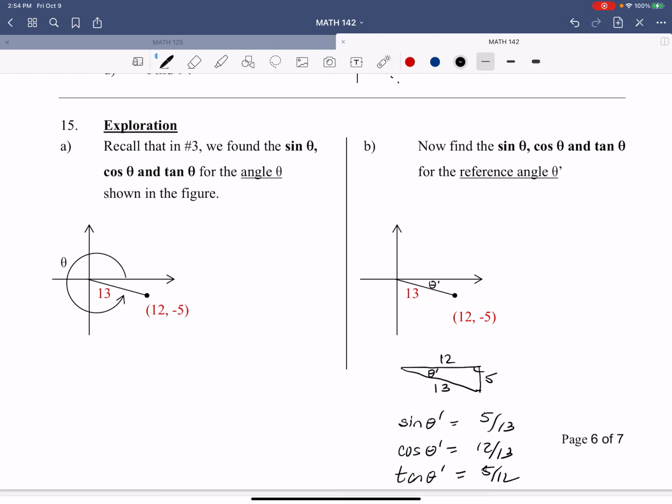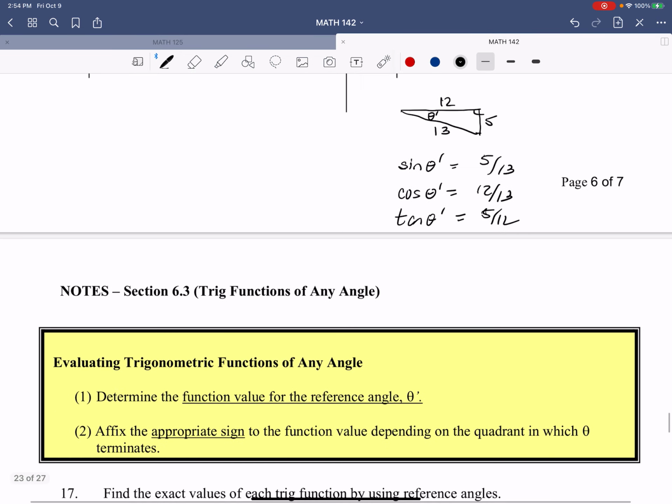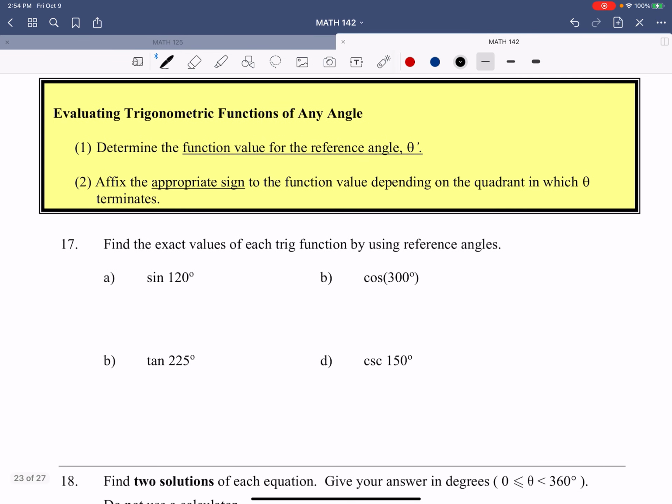So basically what it boils down to is that trig functions of any angle depend on which one it looks like from the first quadrant, and then what sign I have to affix to it to make it work for the quadrant that it's in. So we are definitely getting somewhere here. Our steps for evaluating trigonometric functions of any angle: we determine the function value for the reference angle theta prime, and then we affix the appropriate sign to the function value depending on what quadrant it's in. Remember that sine was positive in 1 and 2, cosine was positive in 1 and 4, tangent was positive in 1 and 3. So it's basically a matter of, do I need the negative or do I not?